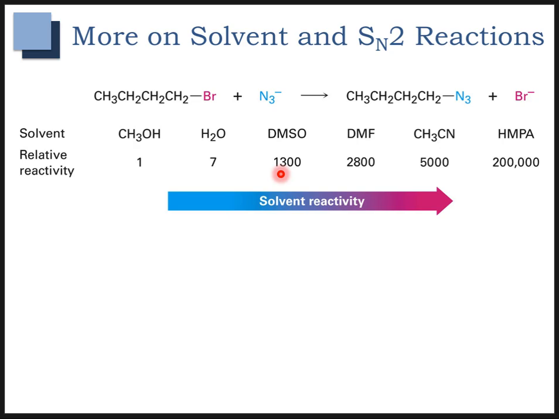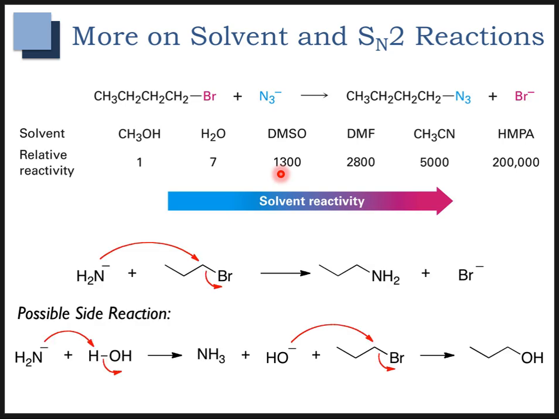So I did mention that your nucleophiles can potentially react with a solvent. So let's say you wanted to do this reaction here. This is an SN2 reaction. The nucleophile is attacking, and then the leaving group is falling off, all in the same step.